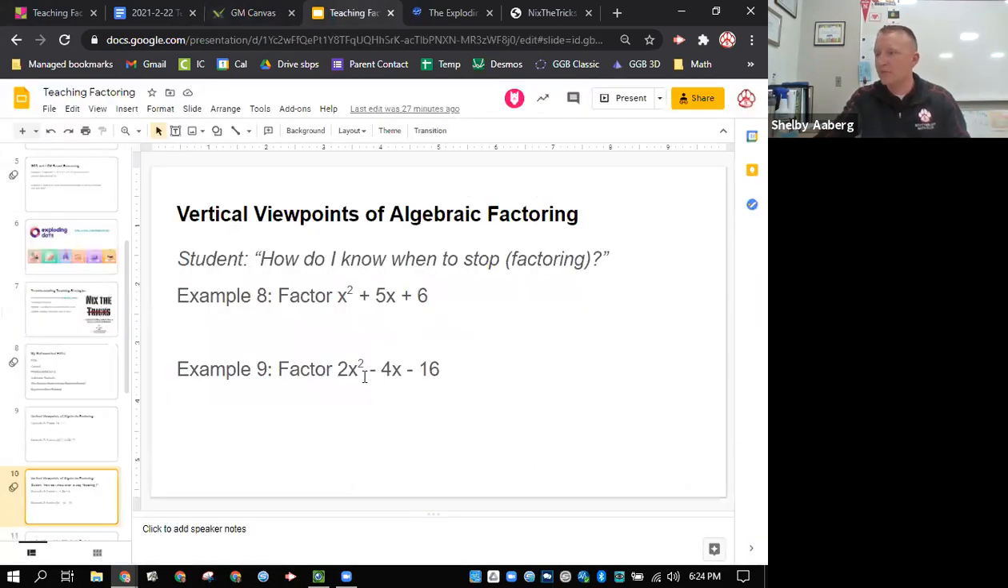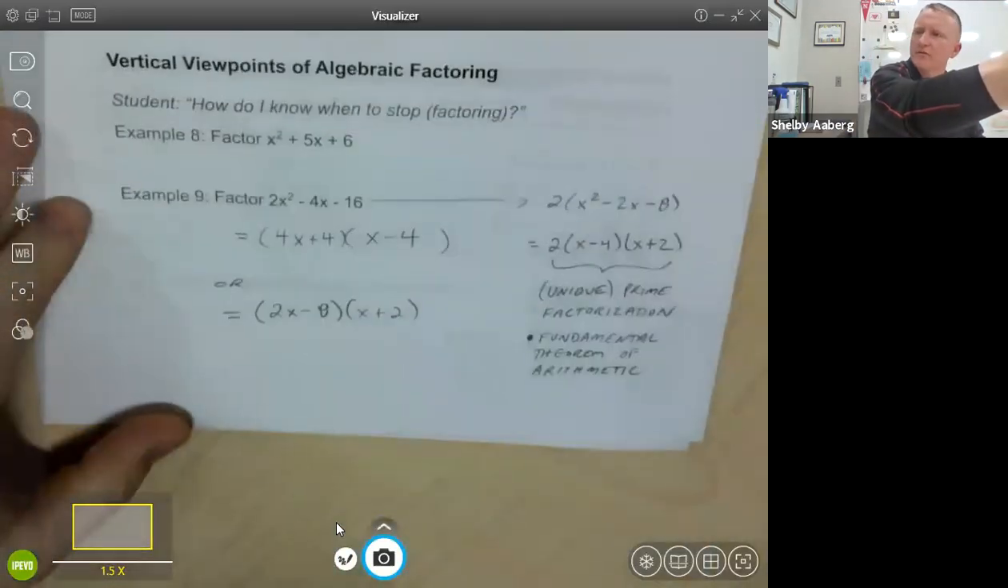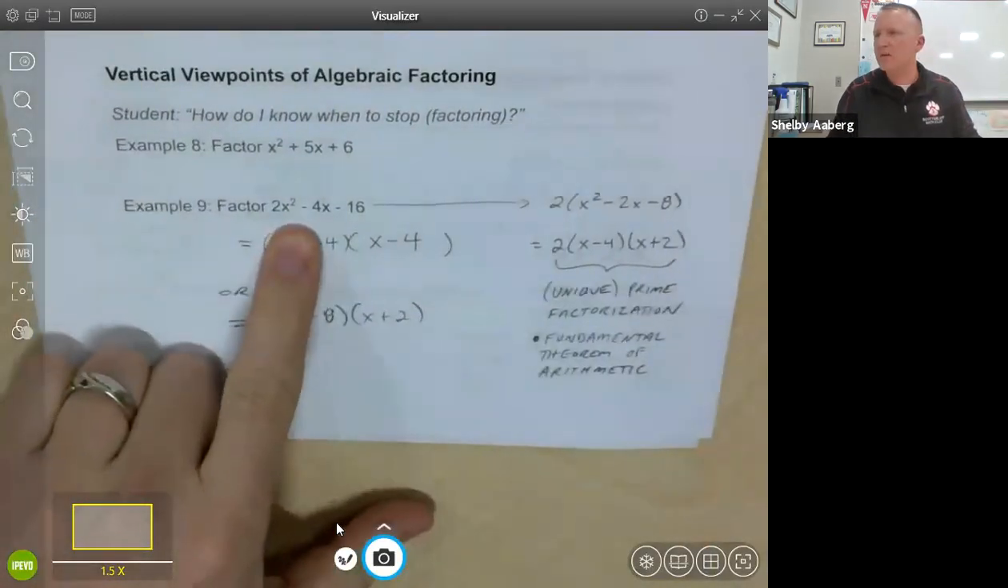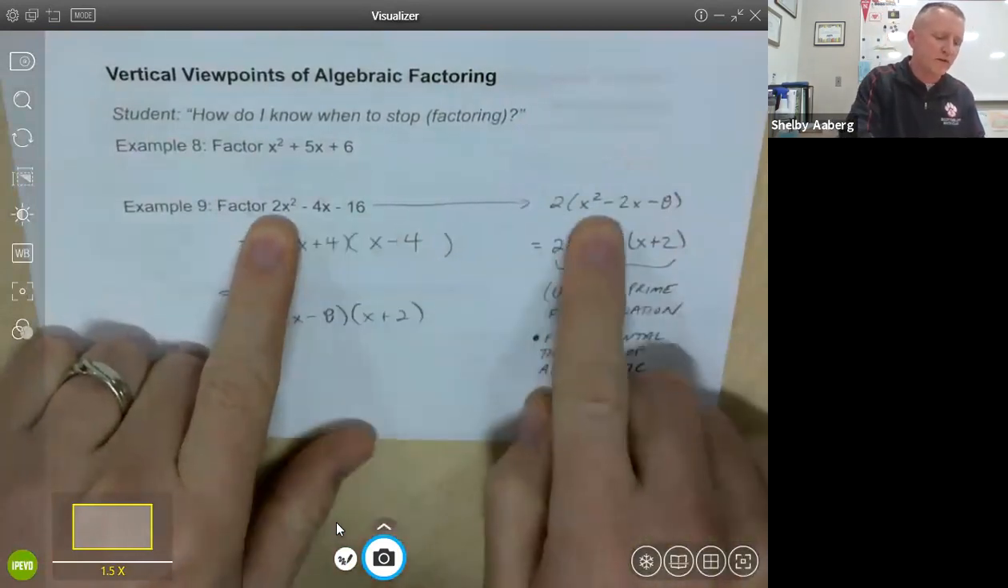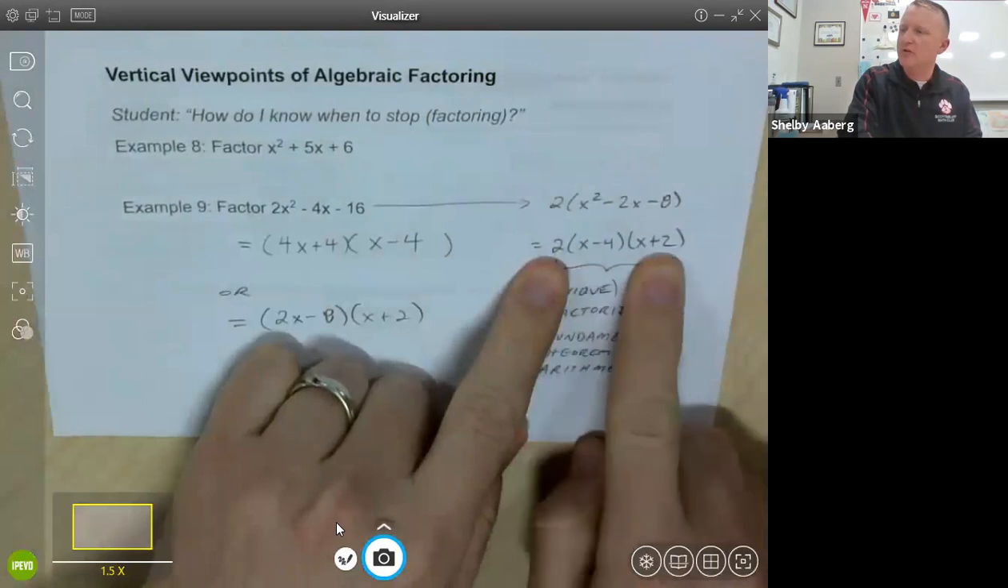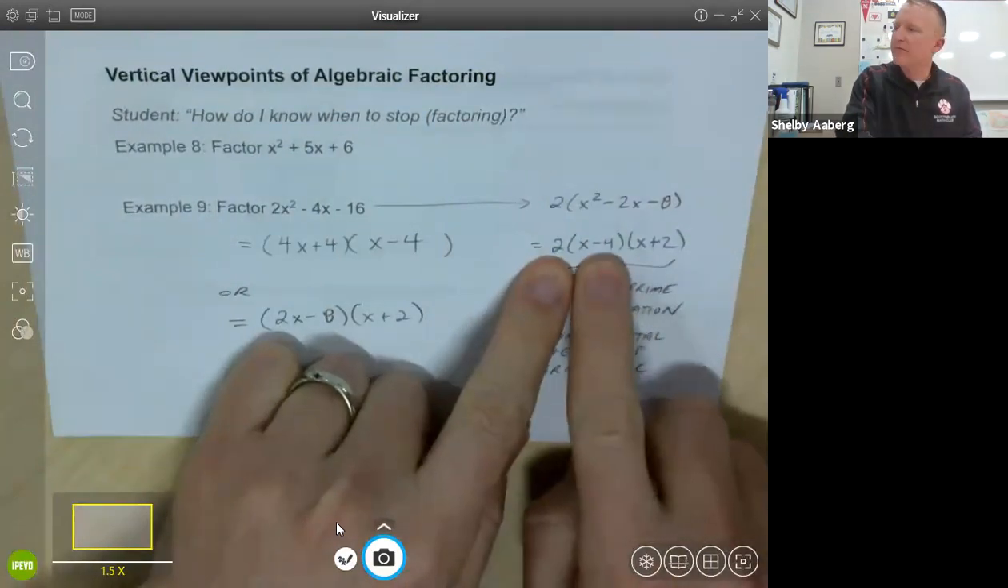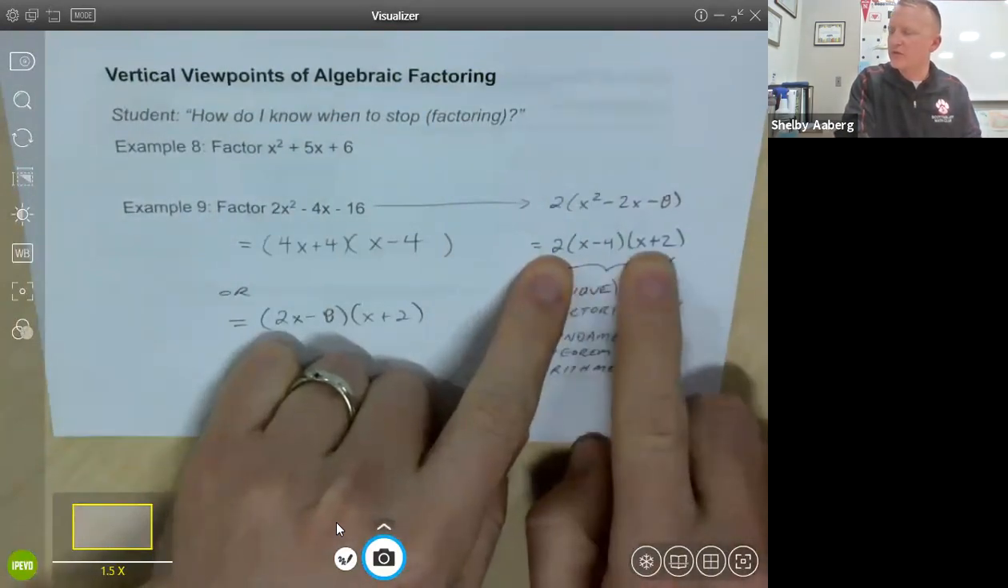The second example drives that point home. Factor 2x squared minus 14x minus 16. I wrote that out earlier because I knew I would be pressed for time at the end. So here's that 2x squared minus 4x minus 16. If I factor out the GCD of 2 and then operate on that resulting trinomial, I generate a prime factorization, 2 times x minus 4 and x plus 2.